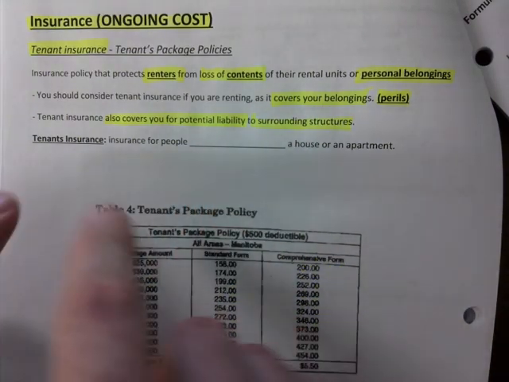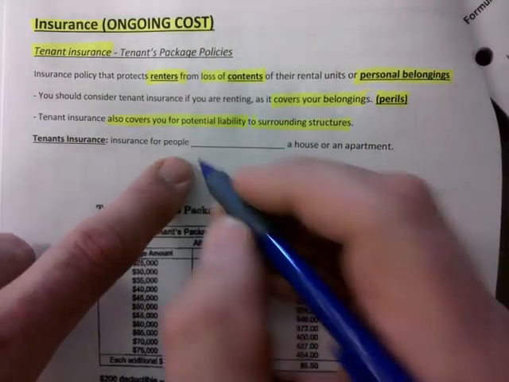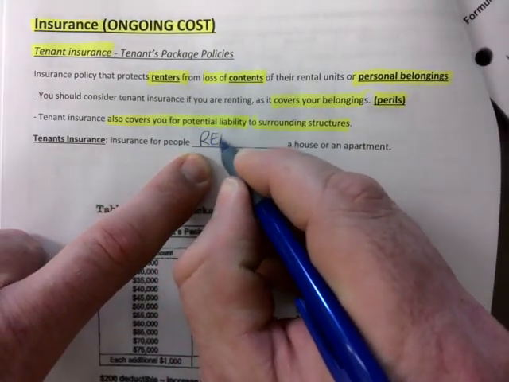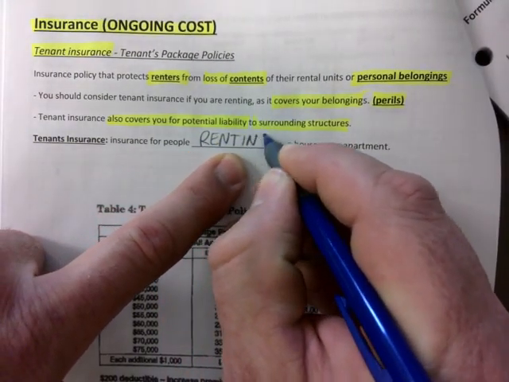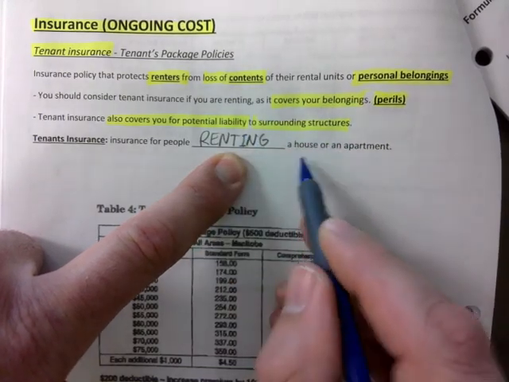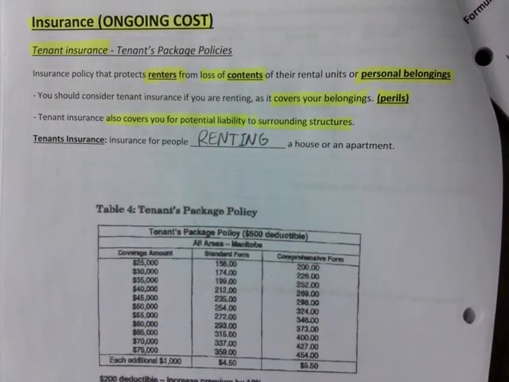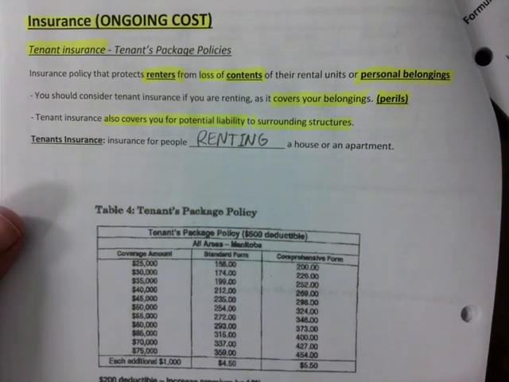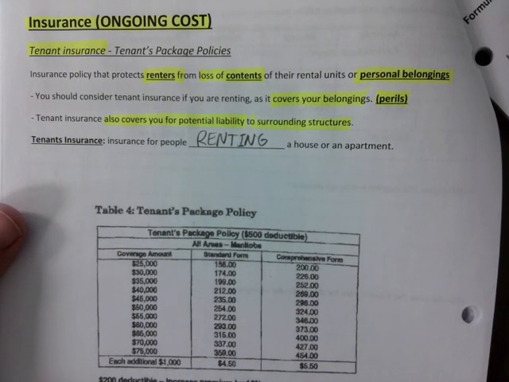Okay. Tenant insurance is for people renting. Make sure you understand that, renting a house or an apartment. Tenant insurance is cheaper because it only covers your stuff, not the building. So you can use that as an advantage when you're saying why you should rent. Insurance is cheaper. You can say that.